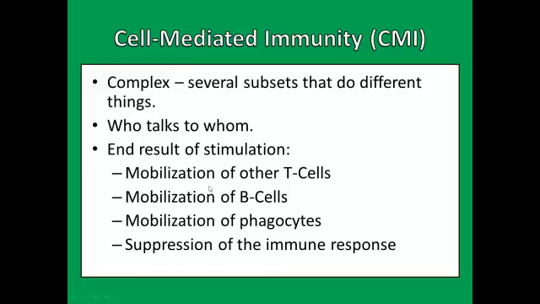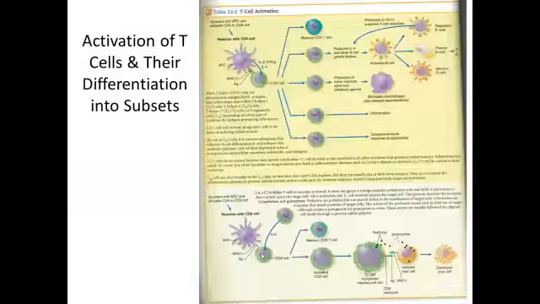That would be the mobilization of B cells, phagocytes, and other T cells. Also, some T cells act to suppress the immune response. You don't want the immune response to run rampant once the threat is over. So with that as a framework, let's look at the activation of T cells. The phagocyte, or antigen-presenting cell, finds the T cell that matches the antigen it is carrying around. This activates the T cell.